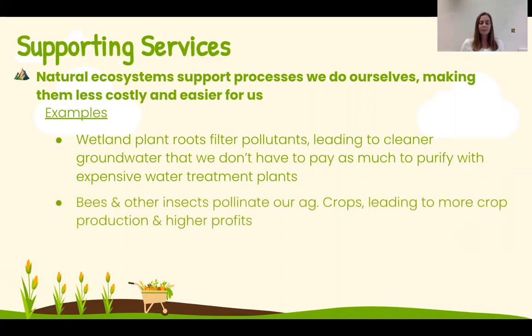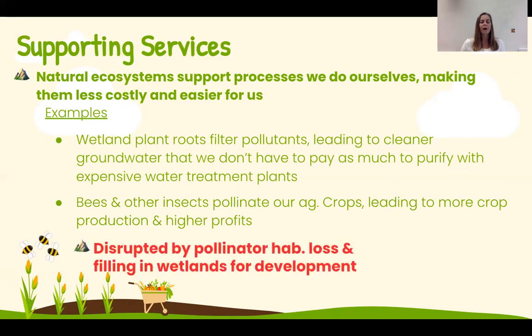Another example is that bees and other insects are going to pollinate our agricultural crops, which leads to more crop production and higher profits. By comparison, if we look at vanilla as just one product that you are probably fairly familiar with, vanilla is an orchid. It's actually the stamen of an orchid, and so it has to be pollinated by hand. That's quite expensive, and it's one of the reasons that true vanilla is relatively expensive. So there are bees pollinating our crops.